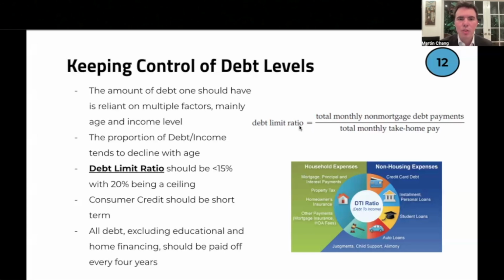And we use the debt to limit ratio that should be around 15%. 20% is a hard ceiling, and that's calculated by taking your total monthly non-mortgage debt payments, which is what you see on the right-hand side, and dividing that by total monthly take-home pay, which is your net income. So consumer credit should be short-term, and it's also considered more expensive than mortgage payments, which is why we don't include mortgage payments into the debt to limit ratio.